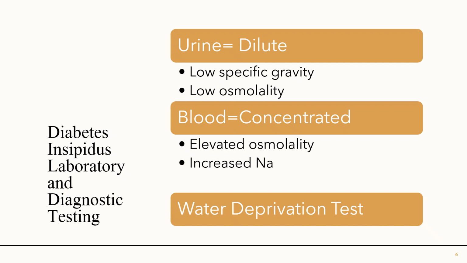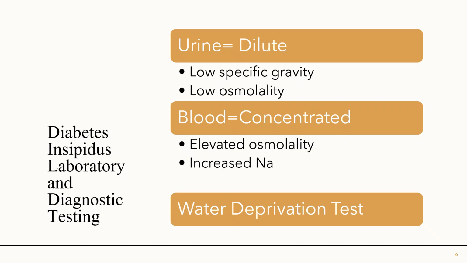Laboratory findings in diabetes insipidus follow a clear pattern. Urine becomes increasingly dilute with a very low specific gravity and low osmolality. The blood becomes more concentrated, showing elevated osmolality and increased sodium levels. In the elevated osmolality, the blood is just simply too concentrated.